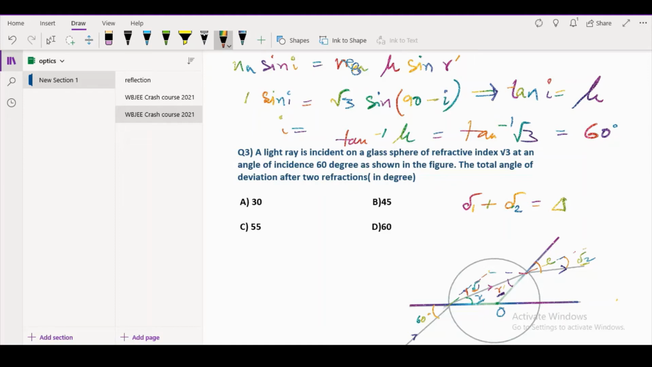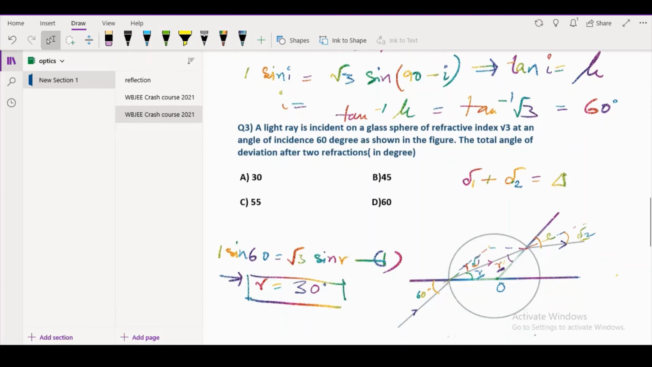Applying Snell's law, we find 1 sine 60. Since 1 is the refractive index of air, 1 sine 60 equals root 3 sine r. This is equation 1. Solving this, we can find the first angle of refraction r. It is 30 degrees. So we have obtained the first angle of refraction.